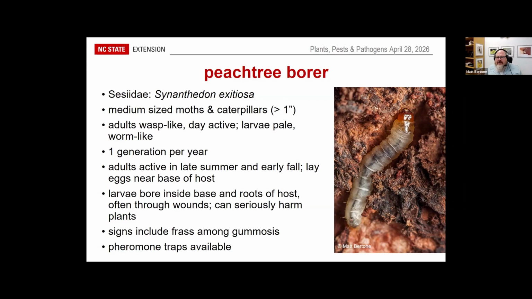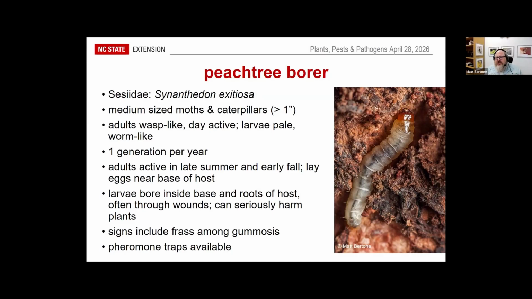The adults are active in late summer and early fall and lay eggs near the base of the host. The caterpillars then hatch and bore into the plant, into the roots and the base, and often through wounds, but can feed on it, can bore in themselves. And this can seriously harm the plants, of course. If you're boring into the roots and the base of the tree, it's going to cut off the lifeline. It's going to cause a lot of damage in the most essential parts of the plant.